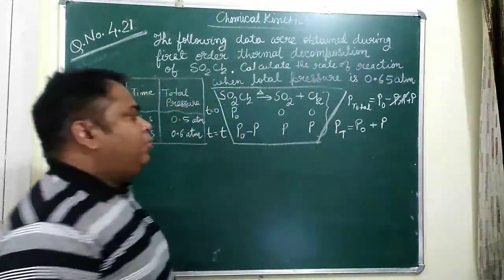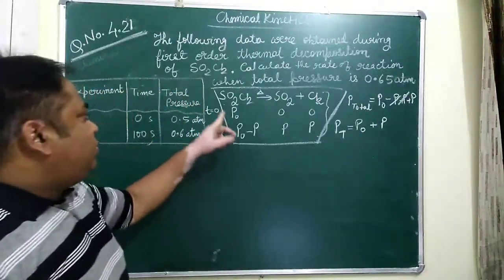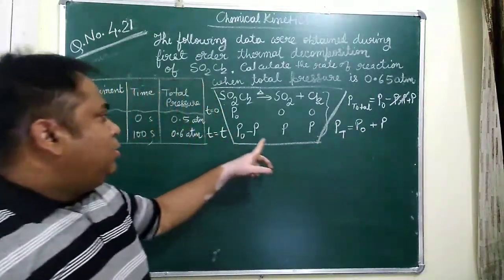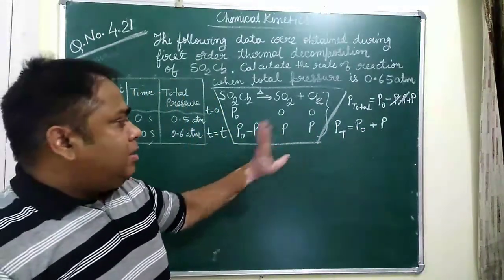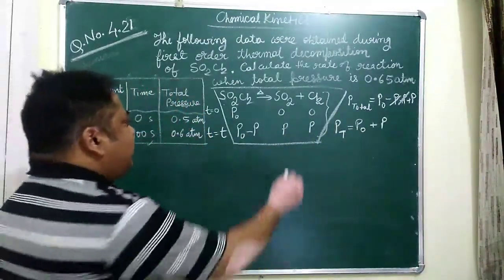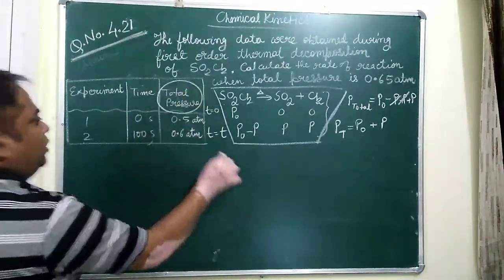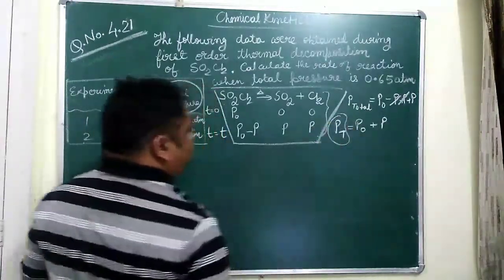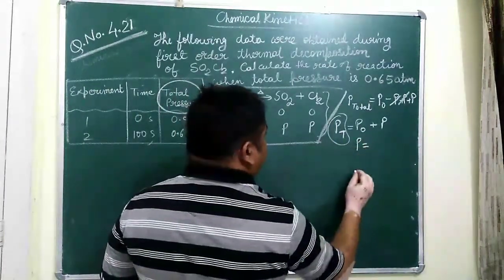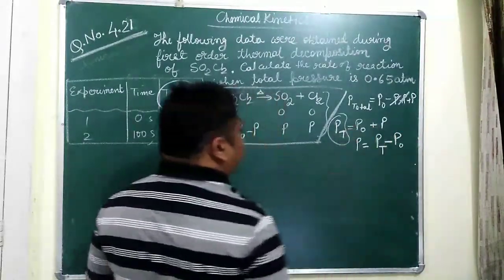Now let us be very clear about what these P's are. This is the total pressure, this is the initial pressure of SO2Cl2 when the reaction had not started, and this P is the pressure which reduced on the reactant side but increased on the product side. On the product side, it is increasing 2 times. But this value is not given in the experiment. In the experiment, you have been given the total pressure value. So we can write P is equal to P total minus P initial. This will help us in future.